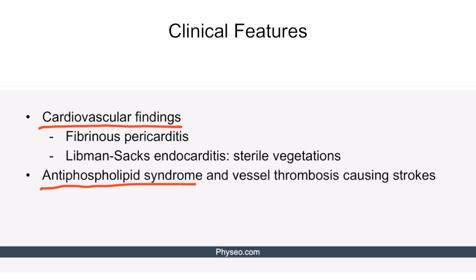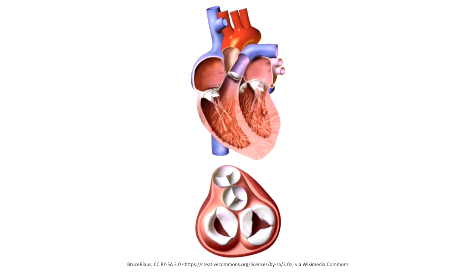Antiphospholipid syndrome can be found in patients with SLE. This leads to vessel thrombosis and stroke occurrence. Let's take a look at this illustration. As we mentioned already, Libman-Sacks endocarditis is a type of non-bacterial thrombotic endocarditis with sterile vegetations on both sides of the valve. These vegetations can cause valve deformity and mitral valve regurgitation.